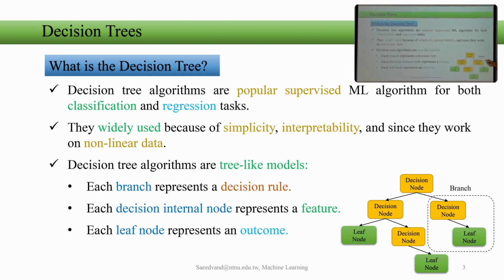To make it easier to understand, we can have a look at how it visually looks. We have a decision node over here, and different decision nodes. We created three. These are leaf nodes, and this is the whole branch.